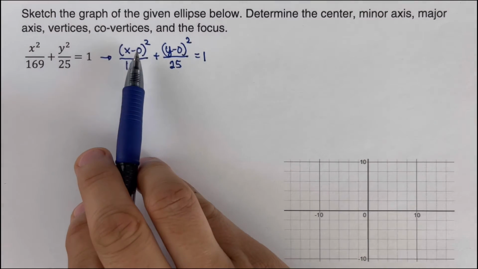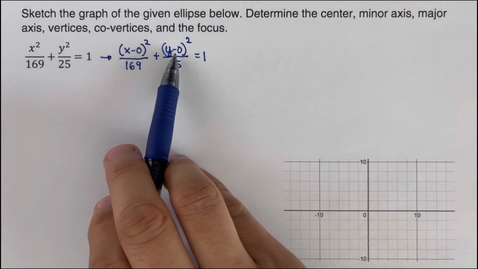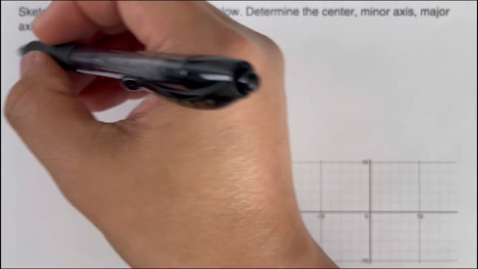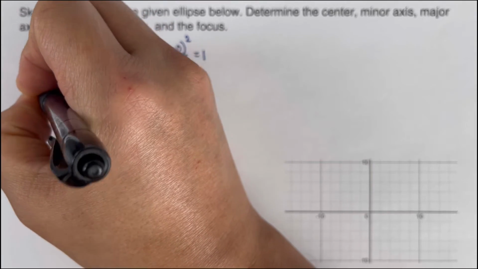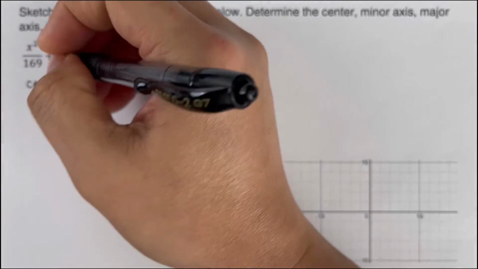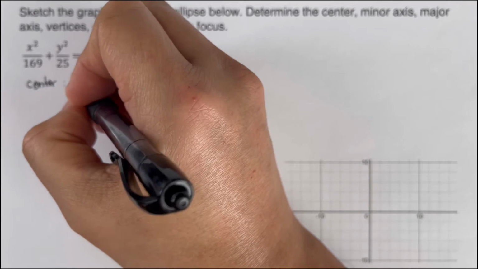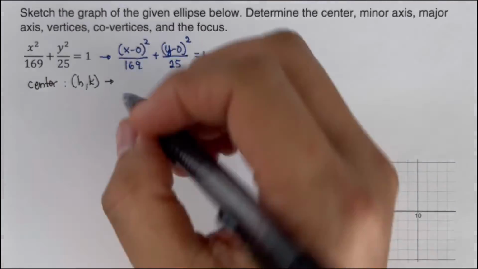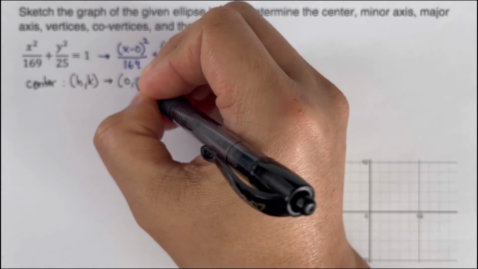Using this equation right here, we can tell that our h and k are actually 0 and 0, and that represents the center of the ellipse. I'm just going to write that down here: the center is represented as (h, k). In this case, we have 0 and 0, so that is (0, 0). So the center is at the origin.